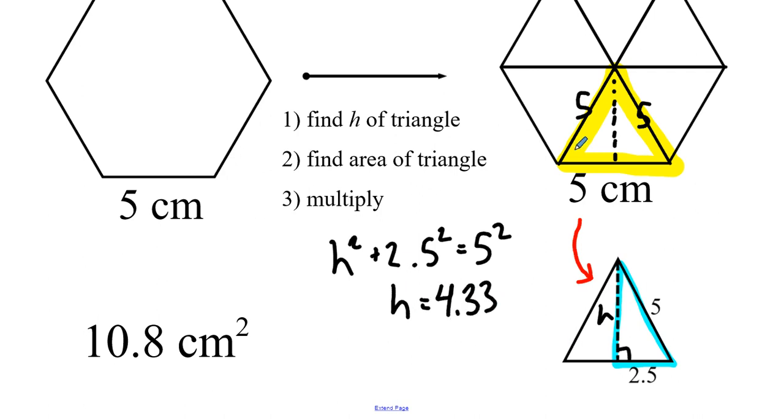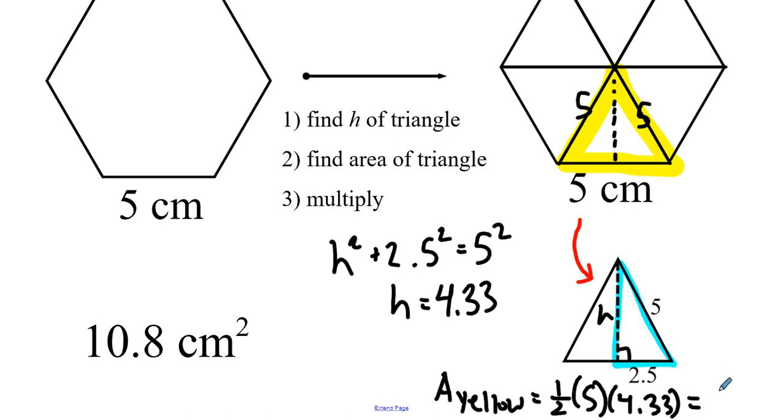So I can get the area of this yellow triangle by doing area of just that yellow triangle. Area of the yellow is 1/2. Its base is 5. Its height is 4.33. When I multiply 4.33 by 5 and then by 0.5, the area of that triangle should be 10.825. That would be the area of the yellow triangle. If I wanted then the whole hexagon, I would take this and multiply it by 6.